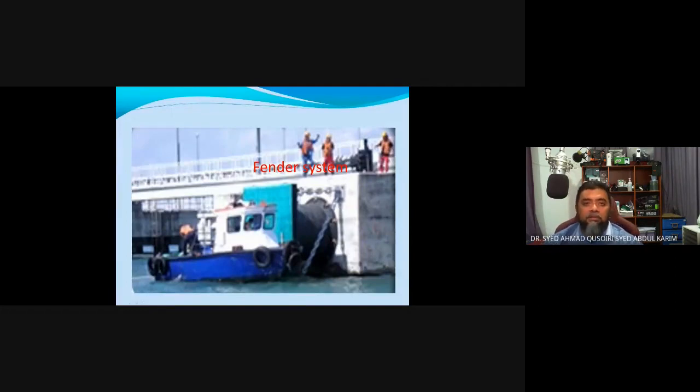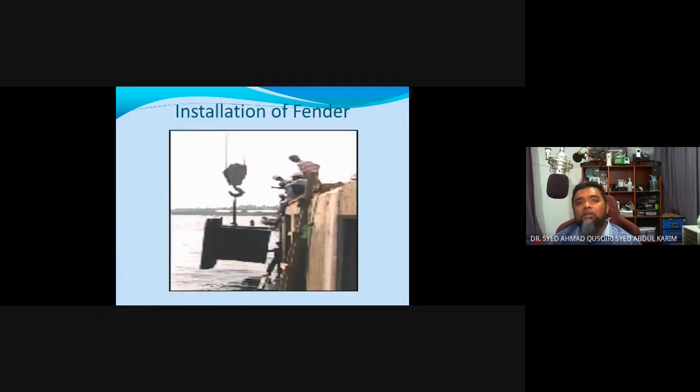So this is the fender system being tested with a small ship. Obviously, the actual ship will be a couple of hundred times larger, and the installation of the fender system.